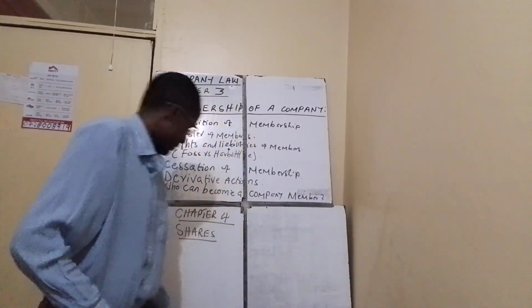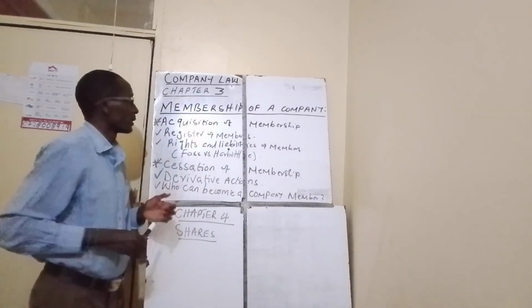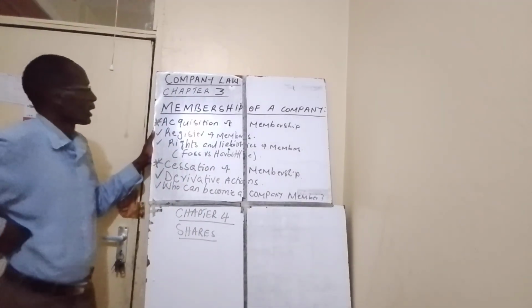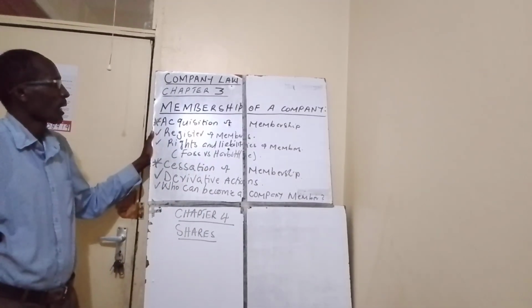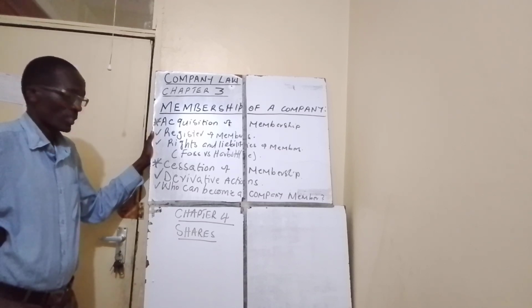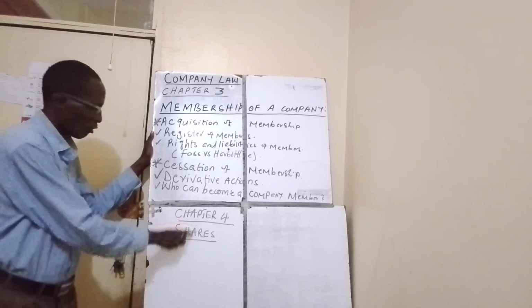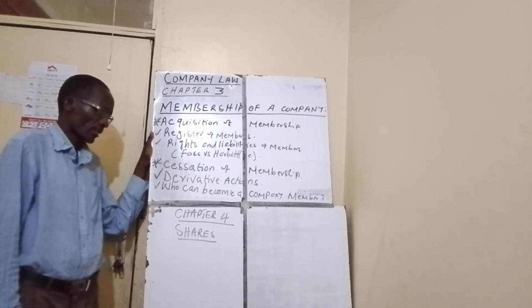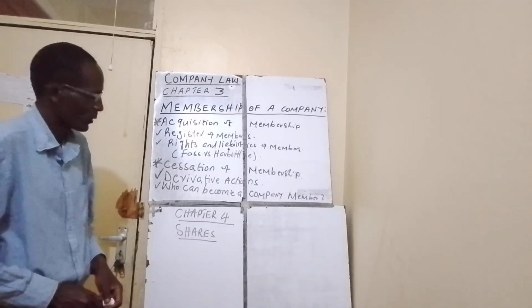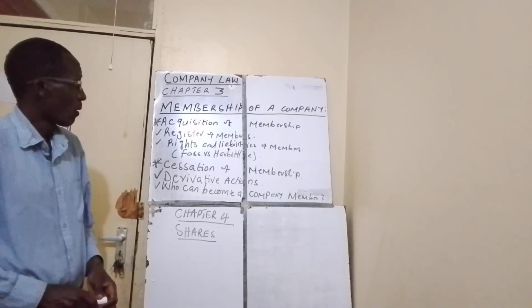So I think that's enough for that. We are through with chapter 3 of company law. I've said we have done chapter 1, chapter 2, chapter 3. We'll be moving to chapter 4, which is the shares.